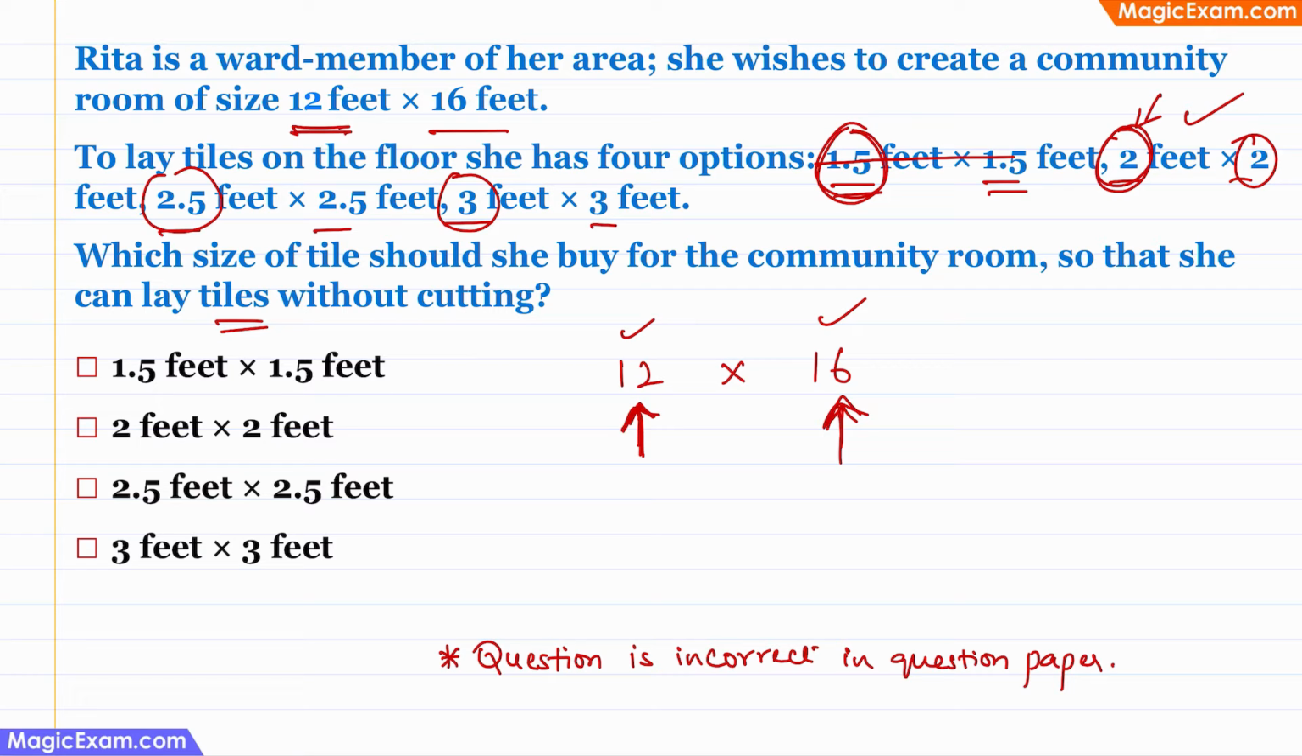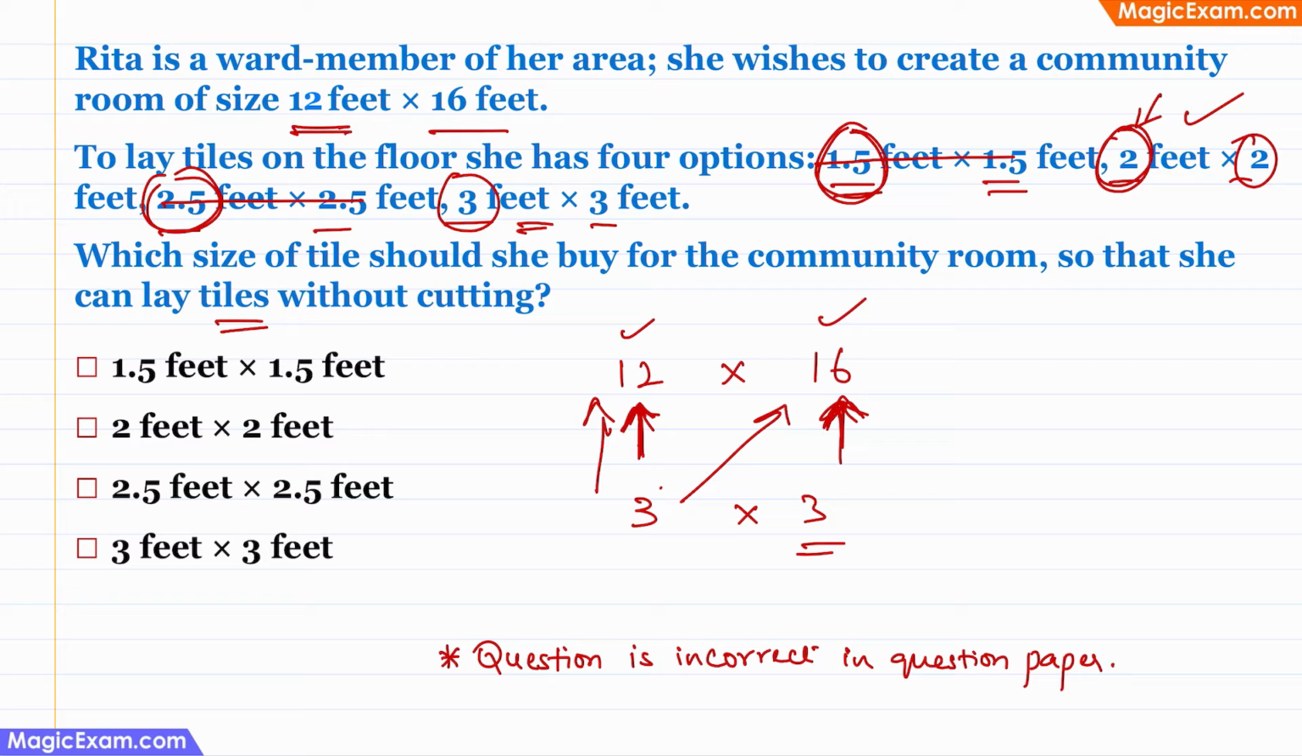If we try with the other two options, 2.5 into 2.5, 2.5 will not divide 12, will not divide 16 properly without a remainder or without a decimal point. Therefore this can be eliminated. 3 feet into 3 feet. Now 3 feet into 3 feet, 3 will divide 12, but 3 will not divide 16. Right? Because there is 3 here also.